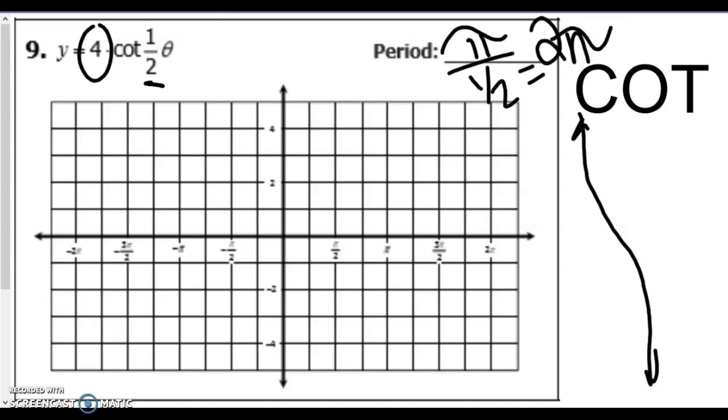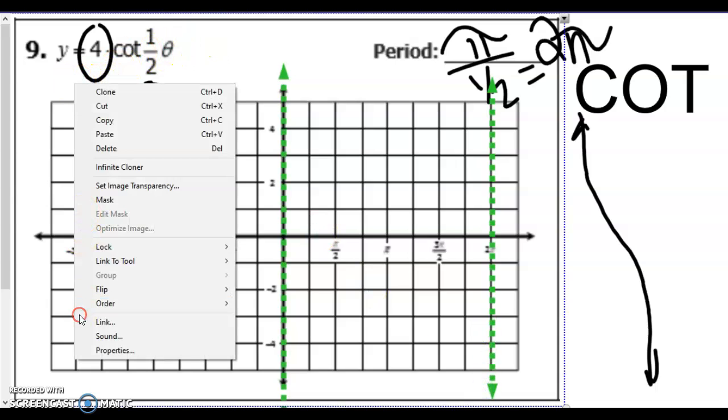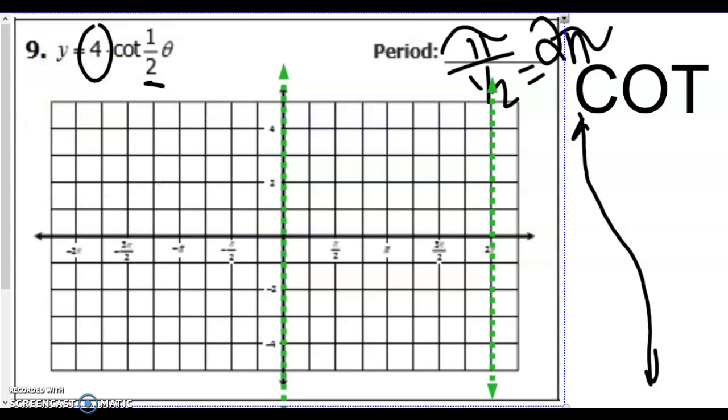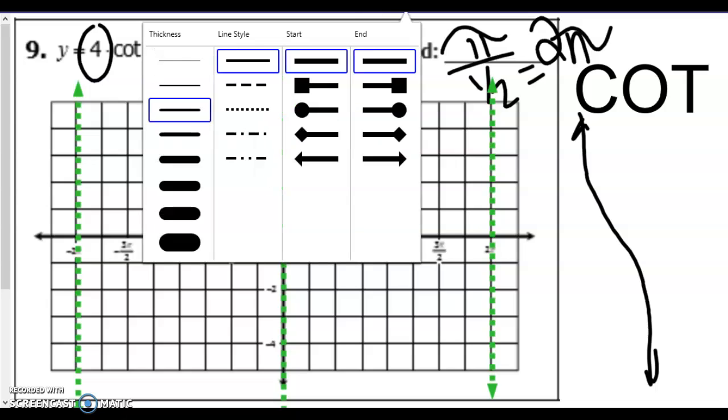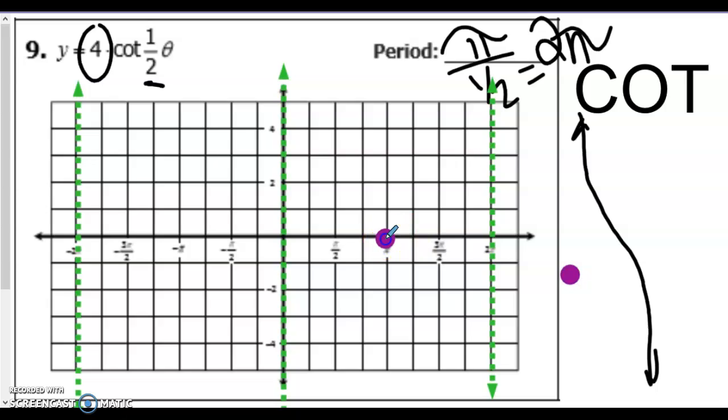Okay, because it is cotangent, I know I'm right here, and then I go all the way over to the 2 pi. So this is a lot wider. I only get half as much done in the amount of time as the original. And I know the 0 is in the middle. Halfway between 0 and 2 pi is pi.